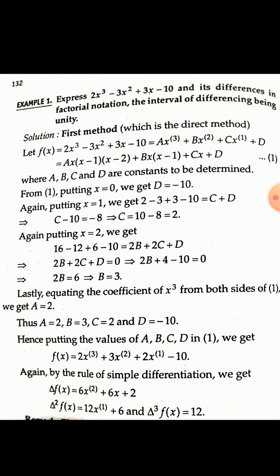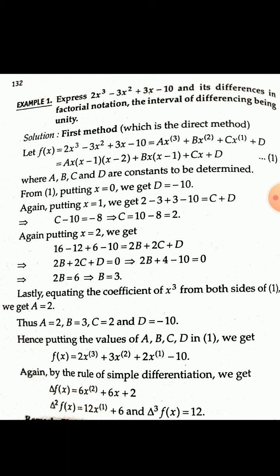And equating the coefficient of x cube from both sides of equation 1, we will get A equal to 2. We can also find the value of A by substituting x equal to 3 in equation 1. Thus A equal to 2, B equal to 3, C equal to 2 and D equal to minus 10. Hence putting the values of A, B, C, D in equation 1, we have f(x) equal to 2x^(3) plus 3x^(2) plus 2x^(1) minus 10.